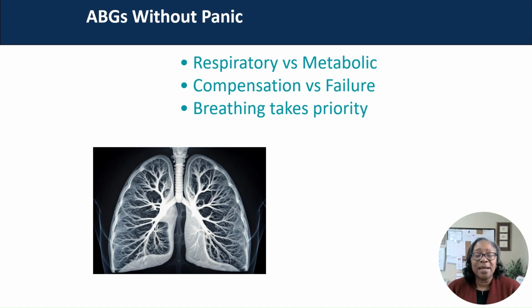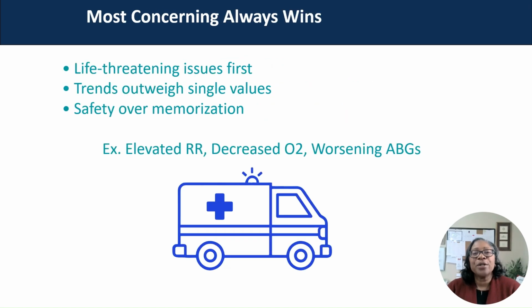Okay, ABCs, airway and breathing, will always be the initial priority if there is an airway problem, as in when you have a patient who has abnormal ABGs. And that goes into the most concerning problem will always be, I guess, the winner.